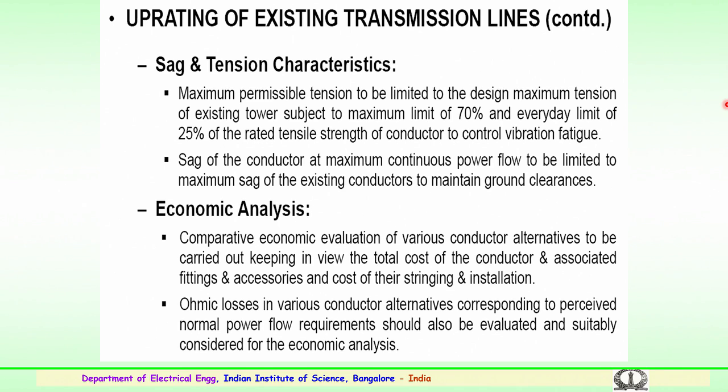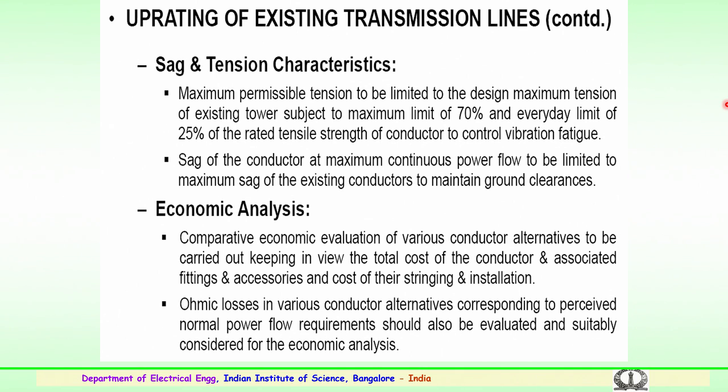So, the sag of the conductor at maximum continuous power flow is to be limited to the maximum sag of existing conductors to maintain the minimum ground clearances. The fourth point is the economic analysis. Economic analysis is an important factor to be considered in the design.